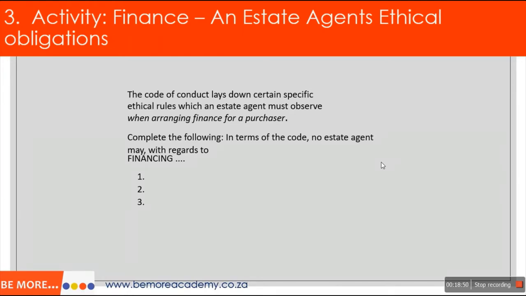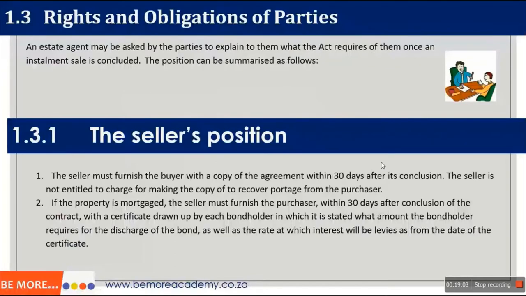Okay, that's fine. We can just go ahead. The rights and obligations of parties: the estate agent may be asked by the parties to explain to them what the Act requires of them once an installment sale is concluded. The position can be summarized as follows. The seller's position: the seller must furnish the buyer with a copy of the agreement within 30 days after its conclusion. The seller is not entitled to charge for making the copy or to recover postage from the purchaser.